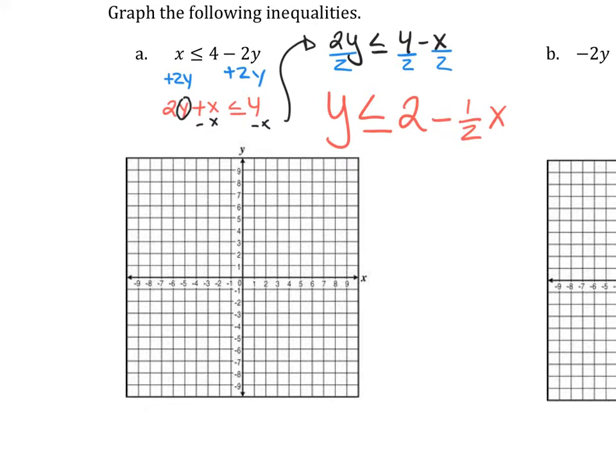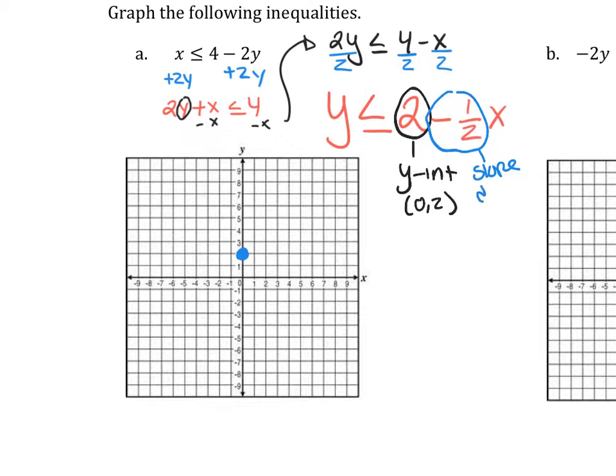Okay, so now we need to graph our line. Our y-intercept is the value that doesn't have the x attached to it. So that's the 0.02, so (0, 2). And then our slope is the number in front of x, which is a negative 1/2. So we go down 1 and right 2. So we can do down 1, right 2, down 1.